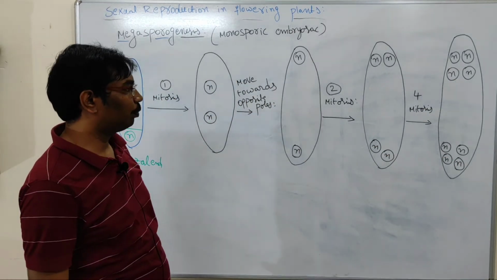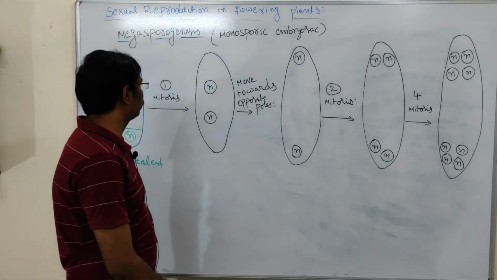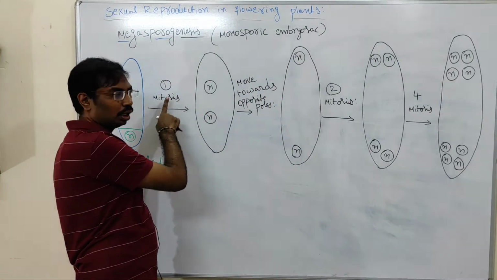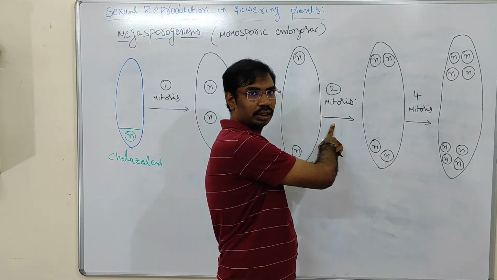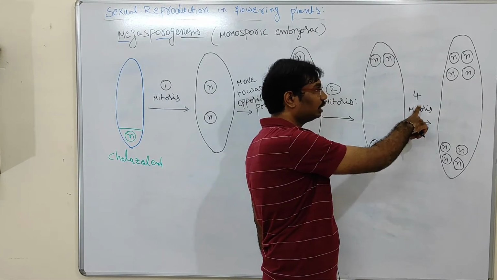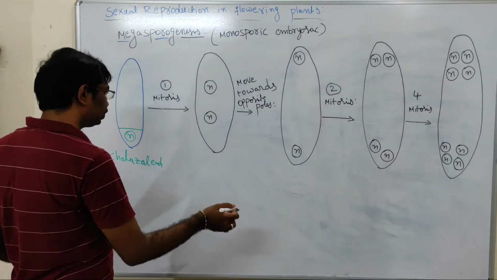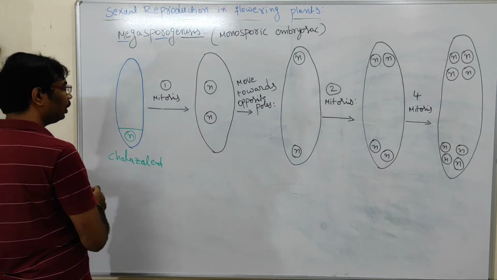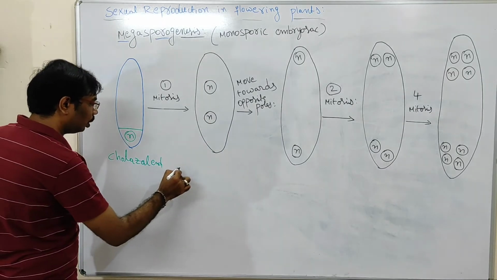So for the formation of 8 nuclei, how many mitoses are required? Here 1 mitosis and in this place 2 mitoses. So 1 plus 2 is 3 mitoses. Again 3 plus 4, so totally 7 mitoses are required for the formation of the 8 nuclei. What will happen in the next step?